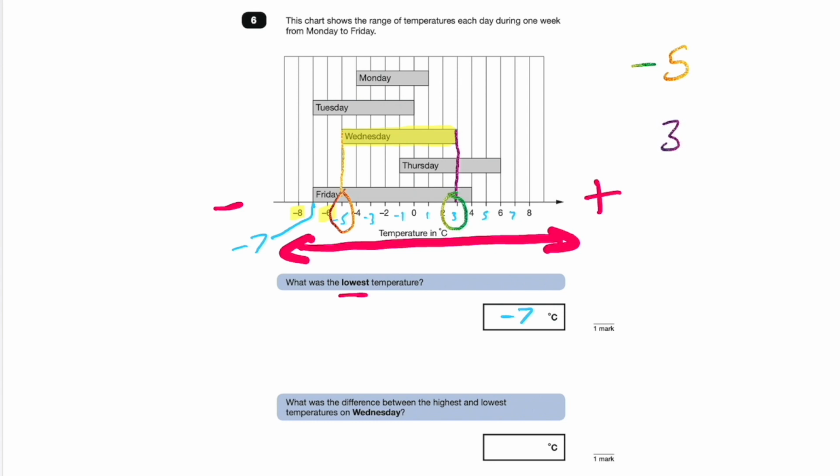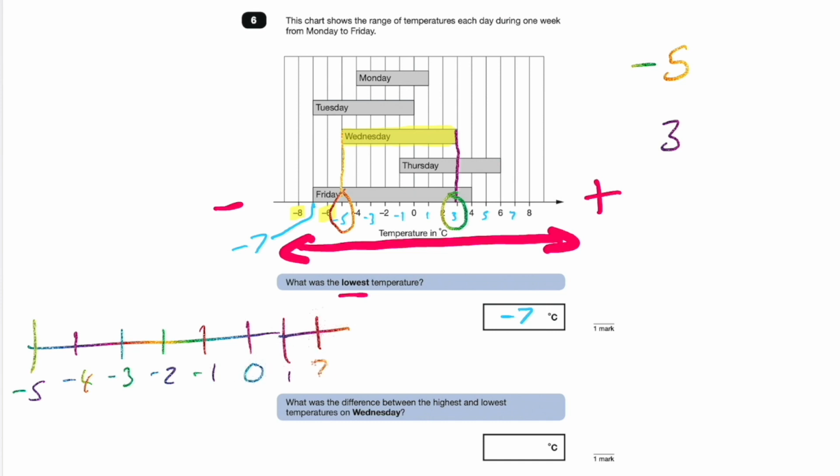So how do we get from -5 to 3? Let's draw a number line. -5, negative 4, negative 3, negative 2, negative 1, 0, 1, 2, and 3. Let's see how many jumps that was. 1, 2, 3, 4, 5, 6, 7, 8. So our difference between the highest and the lowest temperature on Wednesday is 8 degrees, and we would get both marks.